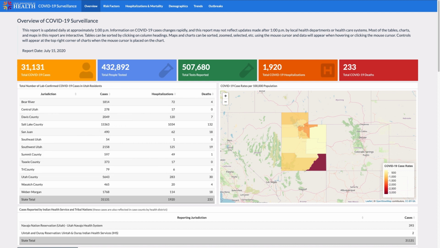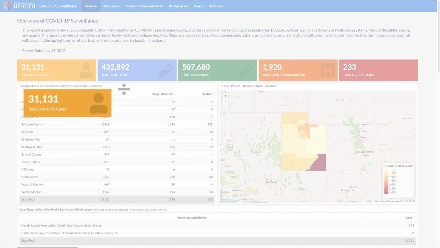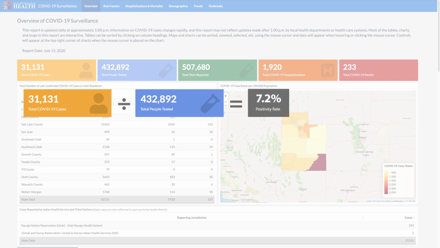We are also adding data on the number of total tests reported. Previously, we had only been reporting the total number of people tested. But as we have moved further into our response, we are seeing more people who have been tested multiple times. The new data reflect this. The positivity rate will still be calculated by dividing the number of people tested by the number of positive results.